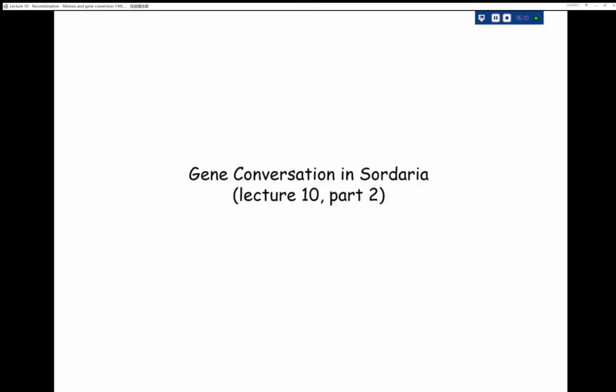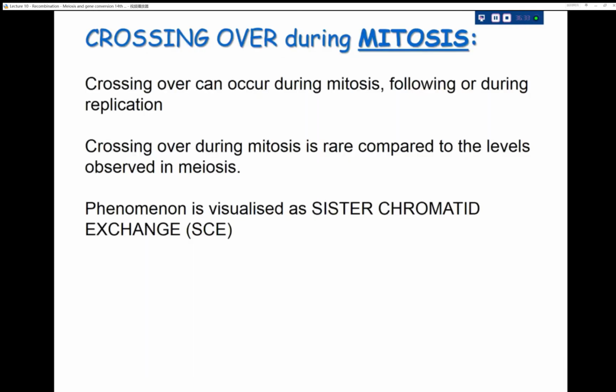Almost finished. So hopefully, very nicely, this organism allows us to actually visualize gene conversion under the microscope. But obviously, this process occurs in meiosis with any organism in which meiosis takes place. So in our meiosis, gene conversion will be taking place as well.